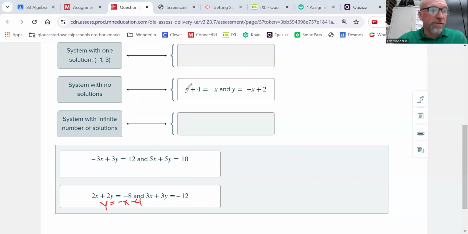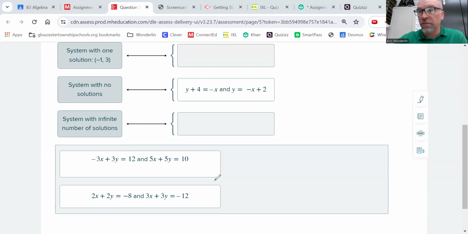Let's take a look at the other two. The other two, I need one of them to have one solution at that negative 1 comma 3. And the other one, I need to have infinite solutions. I need to have the same equation. All right. Which one do you want to work with? They're both in standard form, both in standard form. I'll do the bottom one. Just the number's a little bit smaller. Whatever. 2x, 2y, negative 8, 3x, 3y, negative 12.